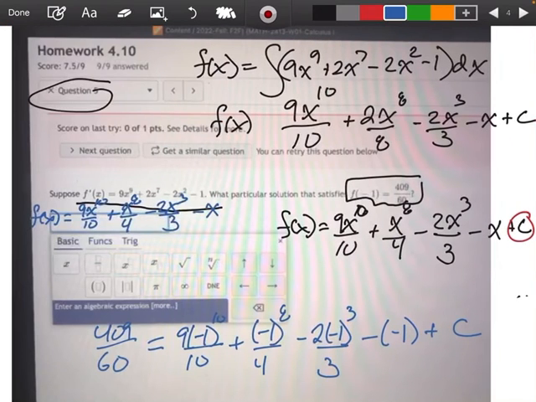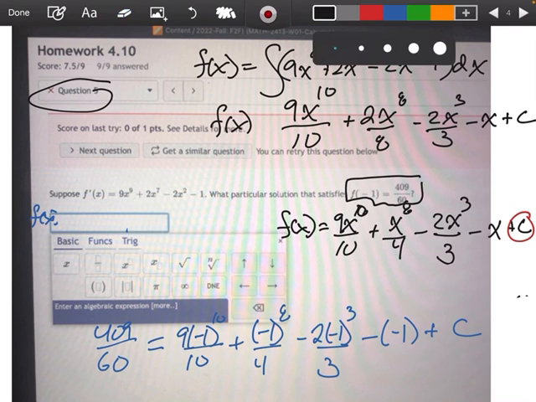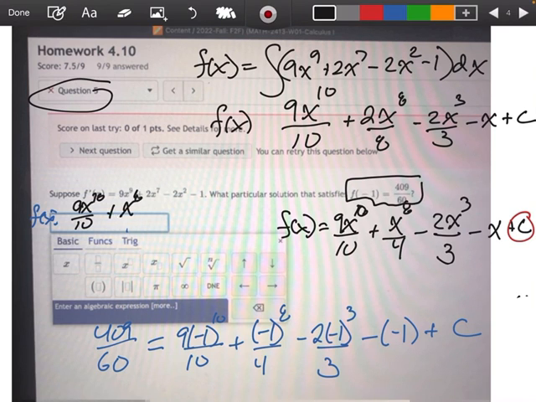Okay, so let's get rid of that little line there. Let me write it again. Sorry about that, guys. So 9x to the 10th over 10 plus x to the 8th over 4 minus 2x to the 3rd over 3 minus x and a plus 4. And there's my function for f of x.